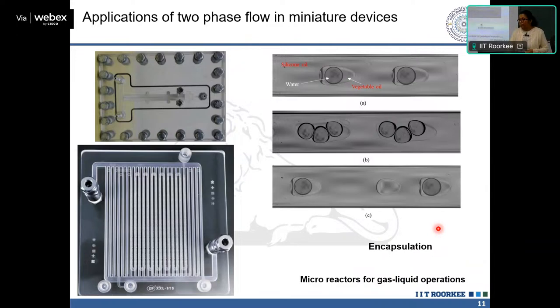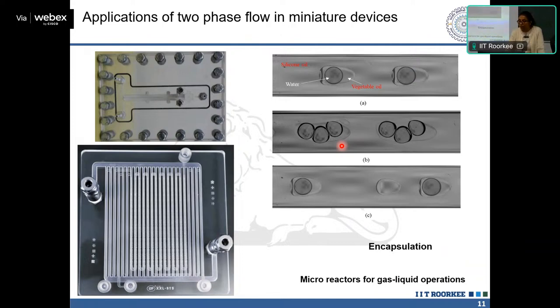So this is some examples of real life reactors and some examples of how things are carried out in miniature devices. This is an example of a gas liquid reactor that we have used in our study. This is also the same. This is just a single line, and this is multiple serpentine channels.